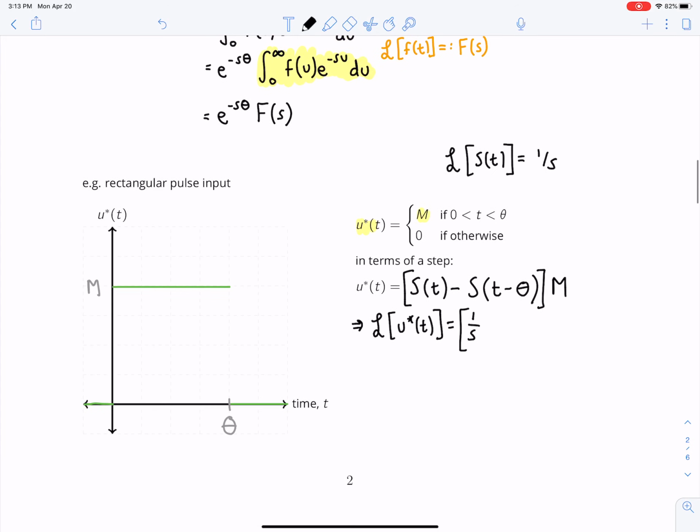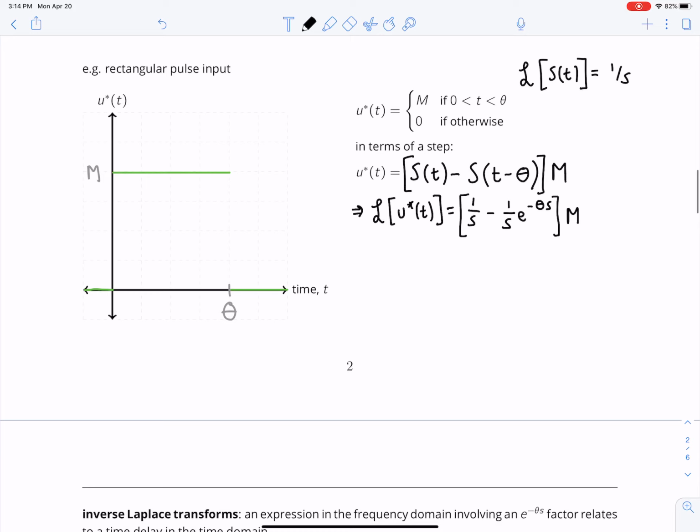And then we have the Laplace transform of a step function shifted to the right. And what we have from this formula is, well, we just pretend the function is not shifted to the right. So minus 1 over s. And that's its Laplace transform, that capital F of s. That's the Laplace transform of the step. But then we have this factor associated with the time delay, e to minus theta s times m, all right? So finally, that is the Laplace transform of a rectangular pulse. So it's m over s, 1 minus e to the minus theta s, okay?